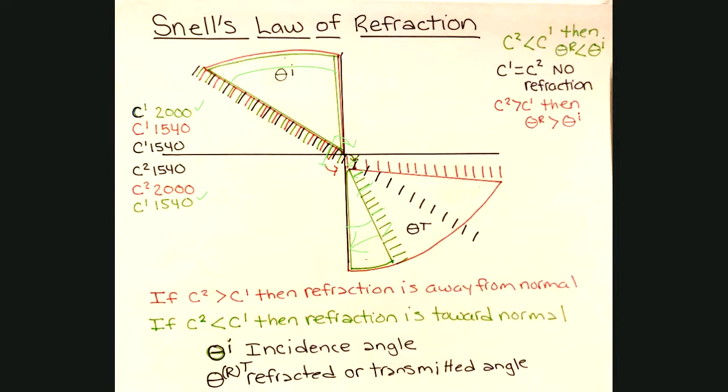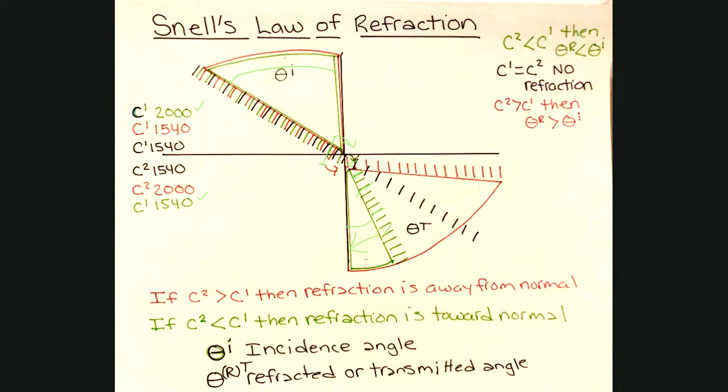So basically, Snell's law says if propagation speed 2 is greater than propagation speed 1, then the refracted angle is going to go away from normal, and the refracted or transmitted angle is going to be greater than the incident angle. And the second part of Snell's law says if propagation speed 2 is less than propagation speed 1, then the refraction is going to be towards normal, and the refracted angle, also sometimes referred to as the transmitted angle, is going to be smaller than the incident angle.